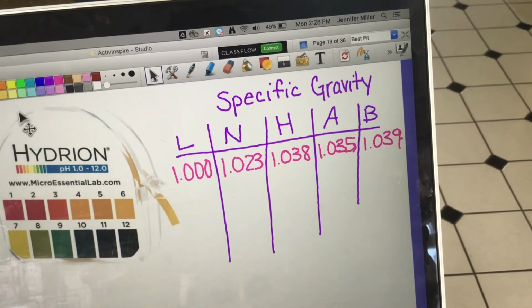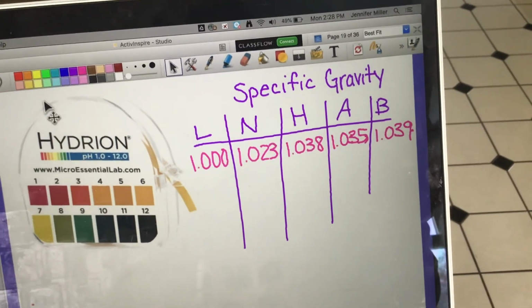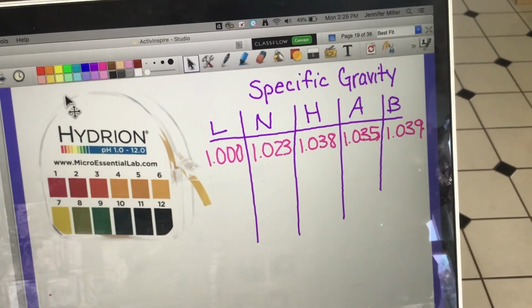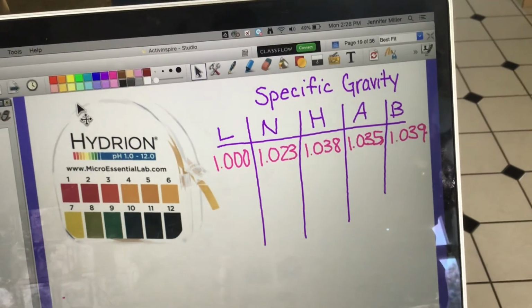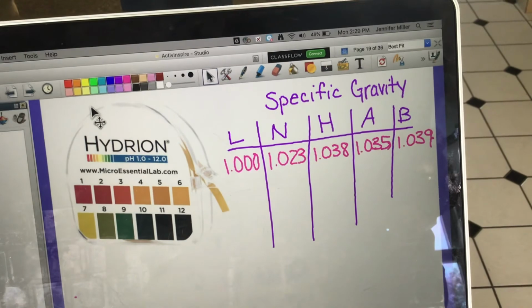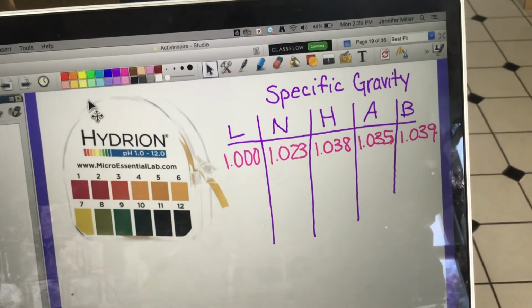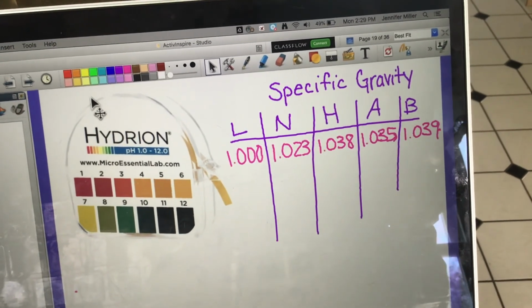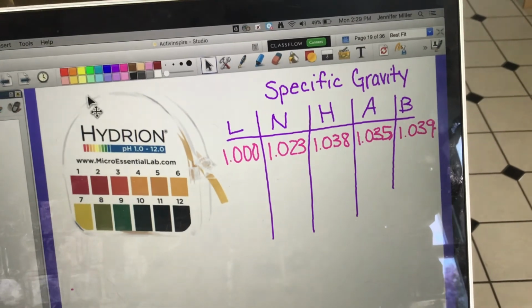Then answer the questions for part 1 only. You do not have to do part 2 because that's testing your own urine, and you don't have these test kits at home to test it. I know that would be fun, but sorry, I'm not going to test my own here either. We'll just do the fake urines here.